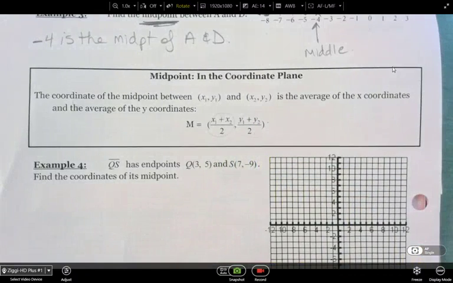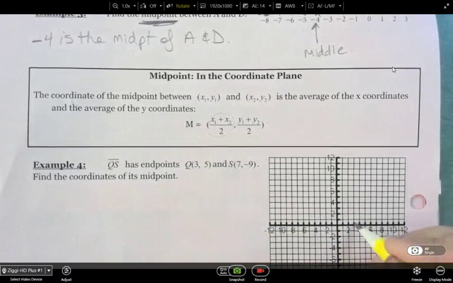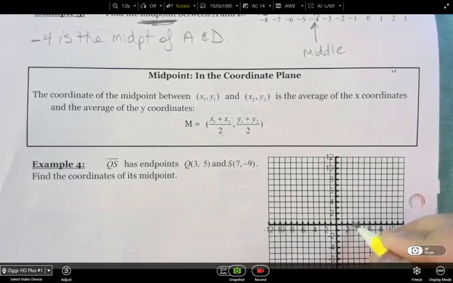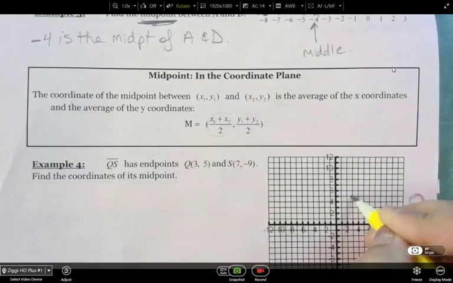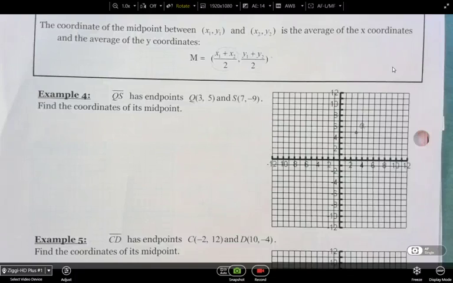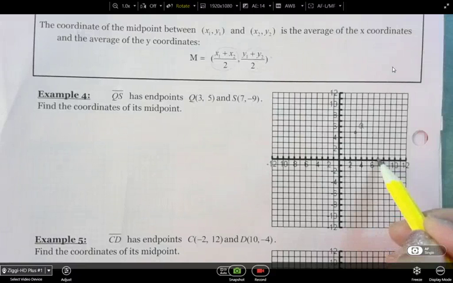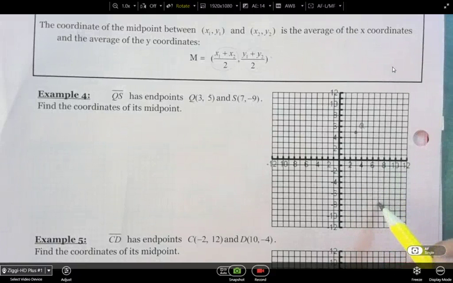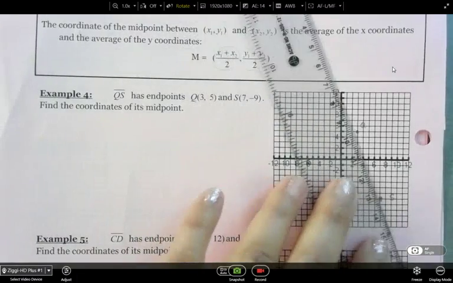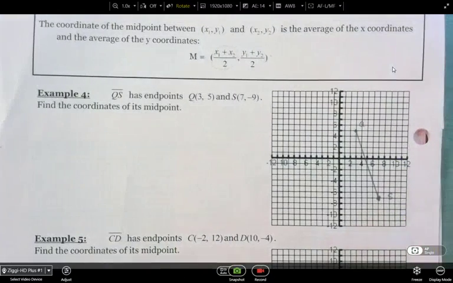All right? So here, this gives me the endpoints. It's got the endpoints 3 and 5, which is right here and up there. That's Q. And where's S? S is 7 and -9. That's right there. All right, so let's draw a line and see if we can visually figure out what the midpoint is going to be.